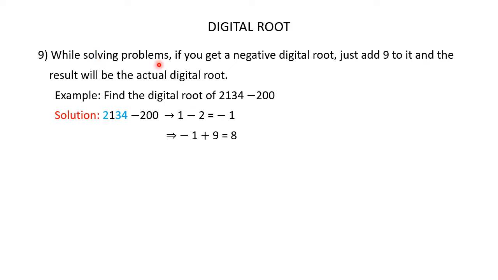While solving problems, if you get a negative digital root, just add 9 to it and the result will be the actual digital root. For example, find the digital root of 2134 minus 200. Here 2 plus 3 plus 4 is 9. So you can ignore these three digits. You are left with 1.